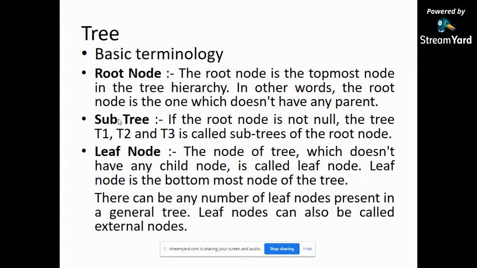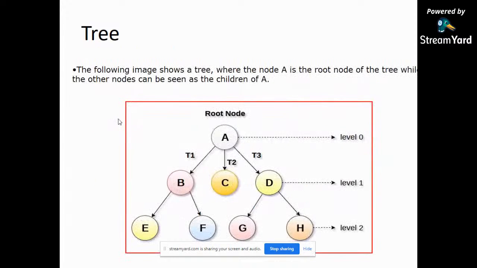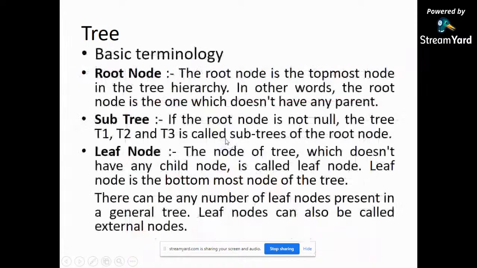Next is subtree. If the root node is not null, the trees T1, T2, and T3 are called subtrees of the root node. So in this example, tree T1, tree T2, and tree T3 are called the subtrees of the tree which has root node A.